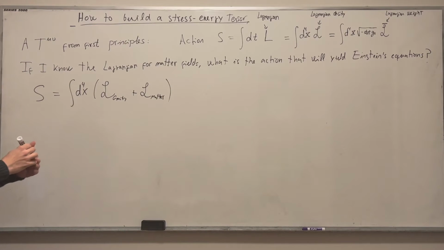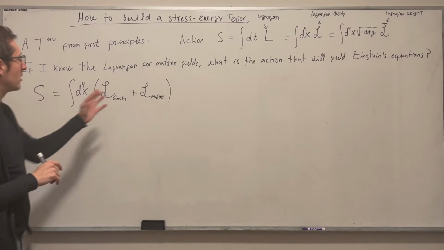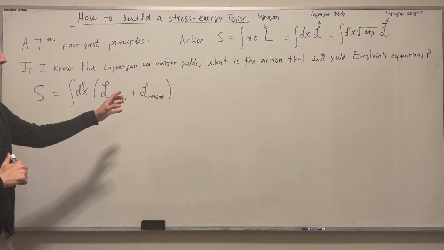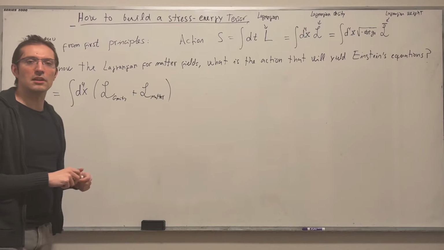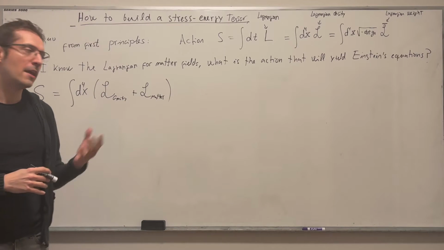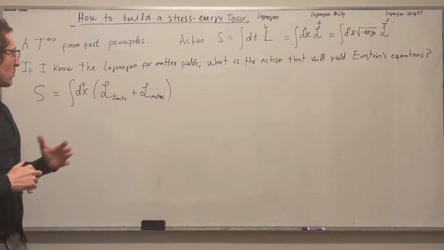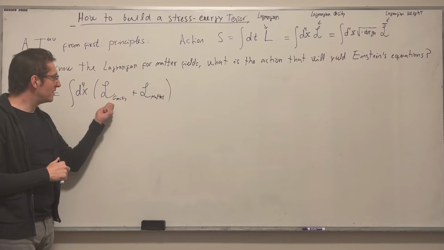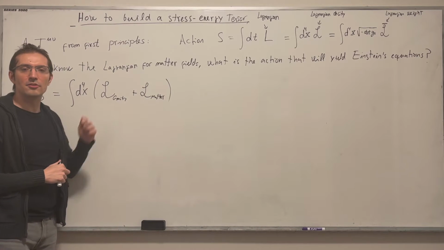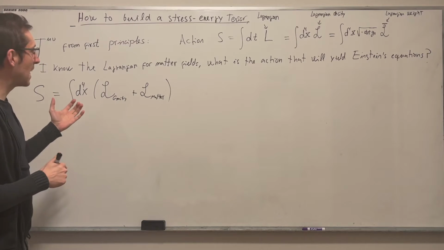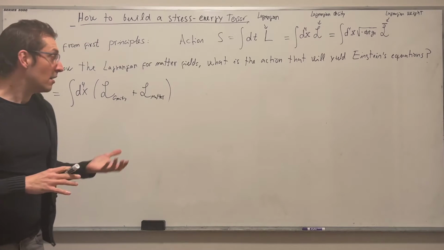So this is a reasonable assumption. I can have gravity without matter, and I can have matter without gravity, so it makes sense that the action is going to look like something like that, right? Okay, so then you can wonder, what is the form of this Lagrangian density for gravity so that I recover Einstein equations? All right, let's see it.